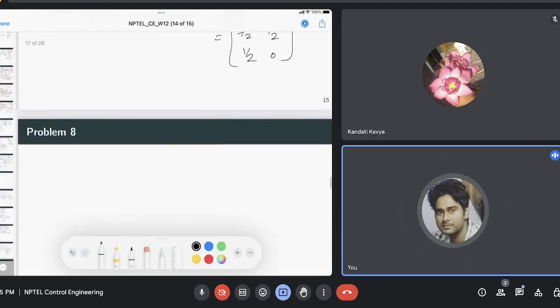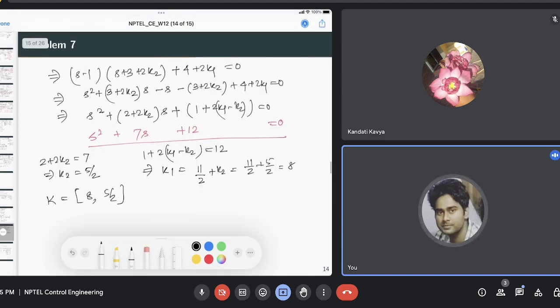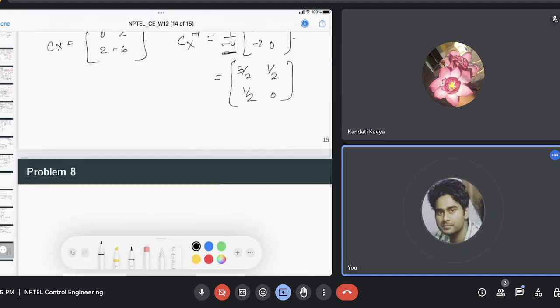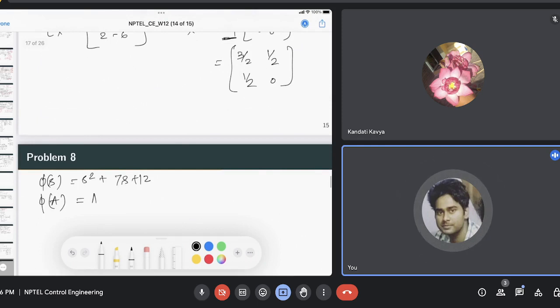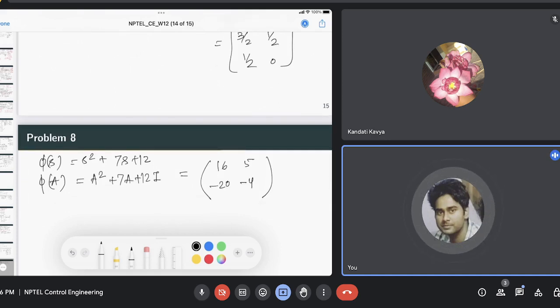Then we need the characteristic equation. This is phi(s) equal to s square plus 7s plus 12. We will compute this with the A matrix, so we compute A square plus 7A plus 12I. You can check and compute this. I already computed that, and it is [16 5; -20 -4]. You can use a calculator or MATLAB to compute that, or you can easily compute it for a 2 by 2 matrix.